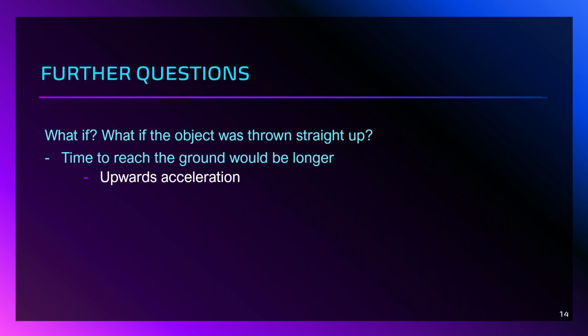What if the object was thrown straight upwards? Well, the time that it would take to reach the ground would actually be longer, since there would be an upward acceleration when you throw the ball up, and gravity would be working against this. And this would just result in it taking a longer time to reach the ground.